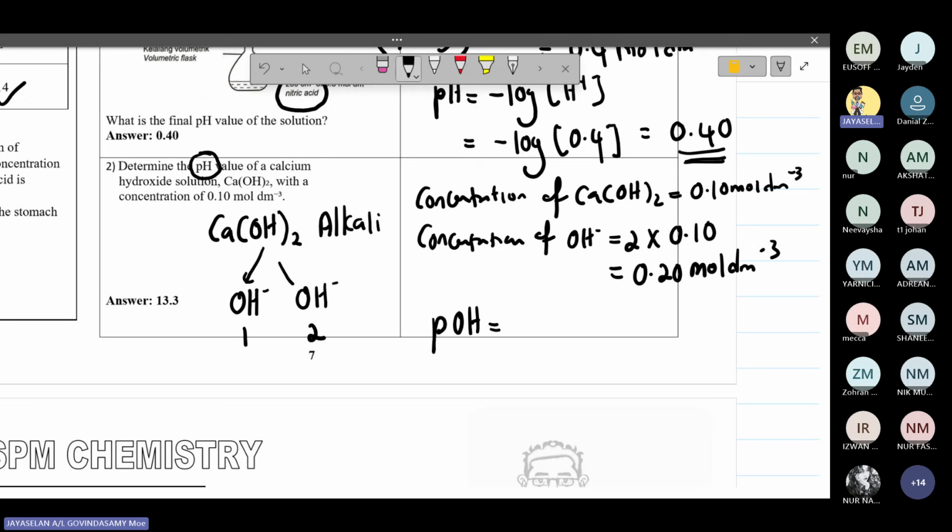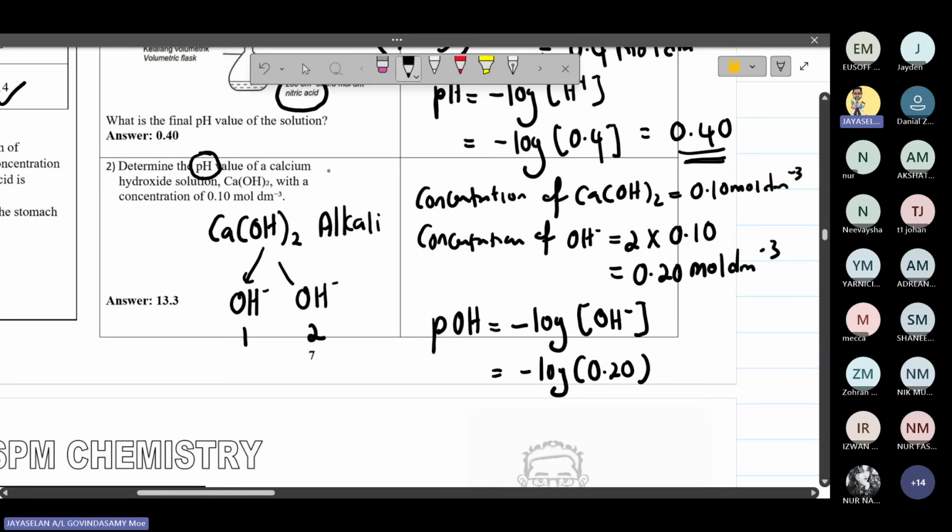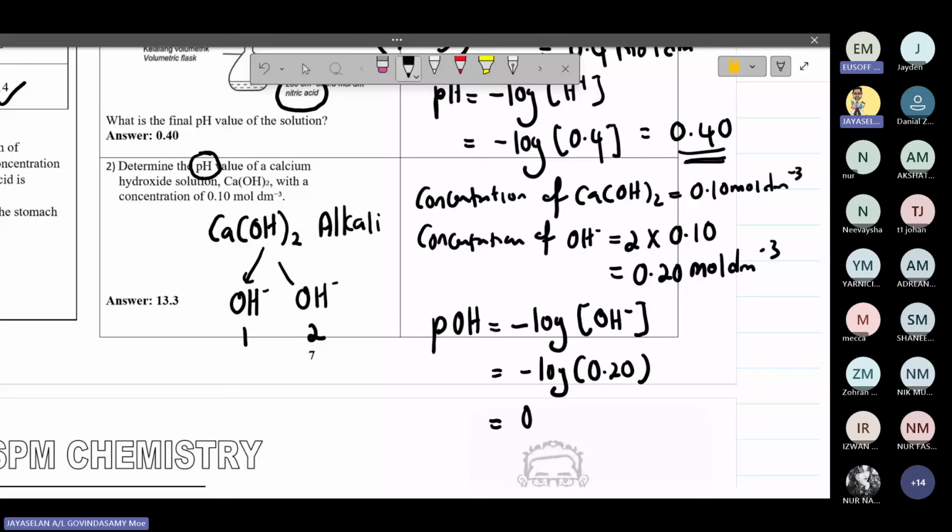Okay, next step, what you guys do here, pOH. Alkali, right? So pOH is negative log of the concentration of hydroxide ion. So you put here negative log 0.20. How much is the value you will get? So try to find the answer. Okay, you will get 0.698, something like that.